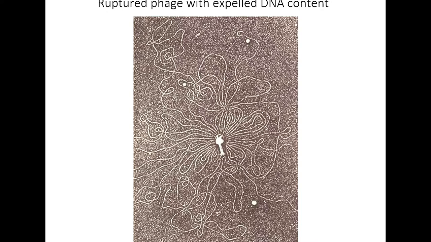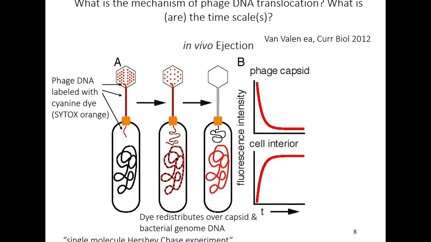So this is automatically lysed phage, and here you see all the DNA that's supposed to be in the phage head. So it's an enormous disparity of length scales in that sense. So this is what you can call a single molecule Hershey-Chase experiment. This is the stuff I will be mainly talking about.